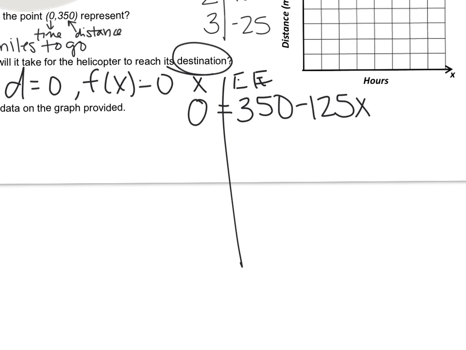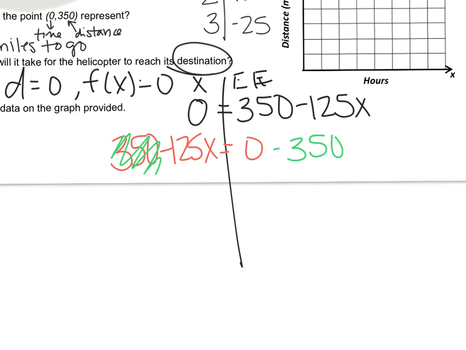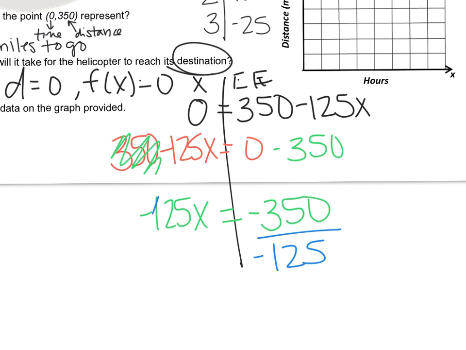So first thing I want to do, because I don't like the way it's set up, is I'm going to switch my sides. 350 minus 125x equals 0. So I'm going to move the 350 to the other side. It's going to be a minus 350. And then it's gone. So I get negative 125x equals negative 350. And then I'm going to divide both sides by negative 125. And I'm going to end up with x equals 2.8.